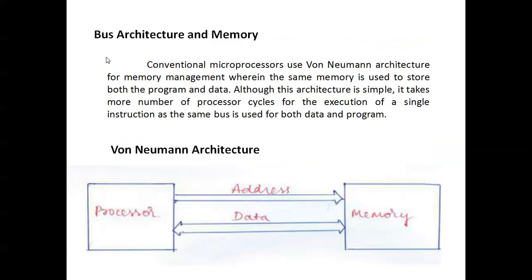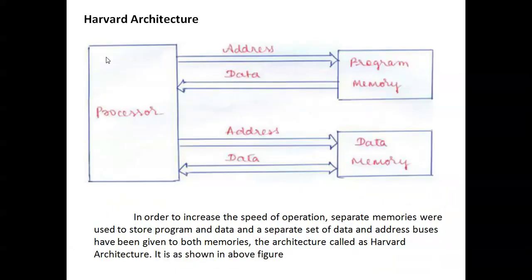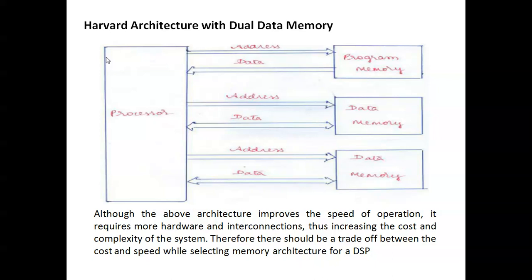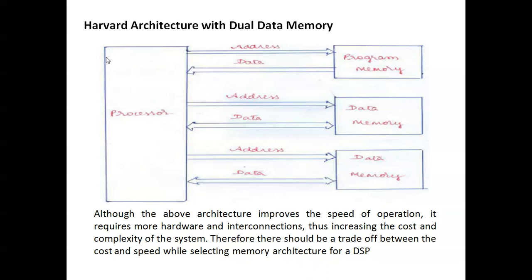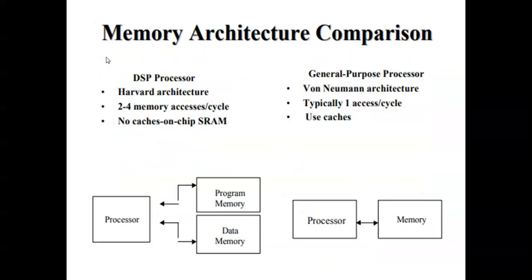Then the architecture and memory: the von Neumann architecture. This is the basic bus architecture and memory: processor and memory, connected by address and data buses. Then the Harvard architecture: the processor, then program memory and data memory, both connected with address and data buses. And in the Harvard architecture with dual data memory, the processor and program memory are connected with two data memories. Previously there was only one data memory, and this one has two, which is called dual data memory.